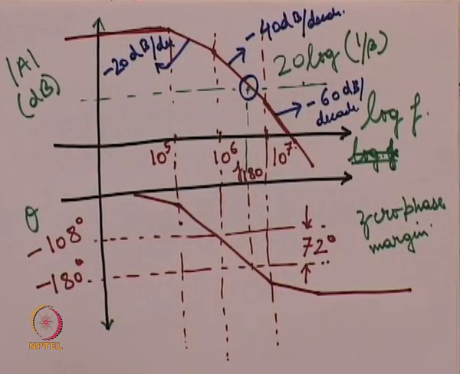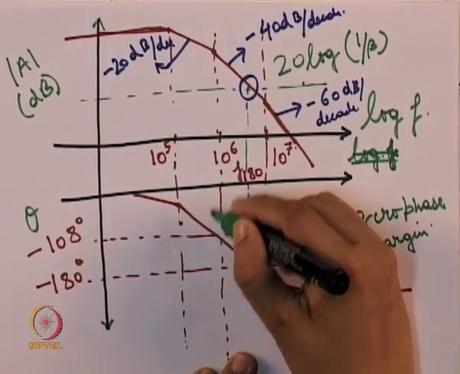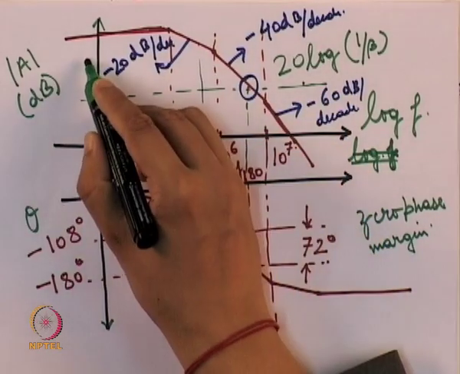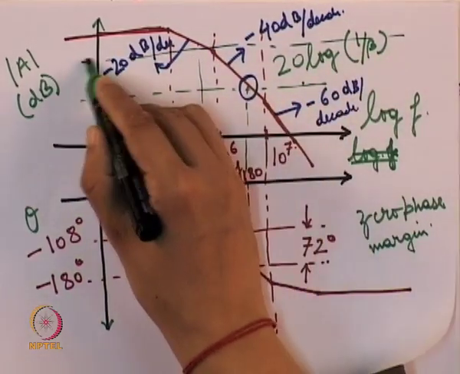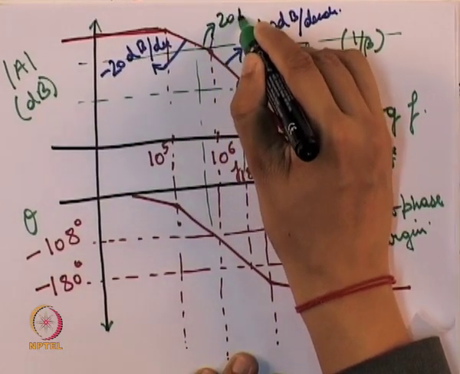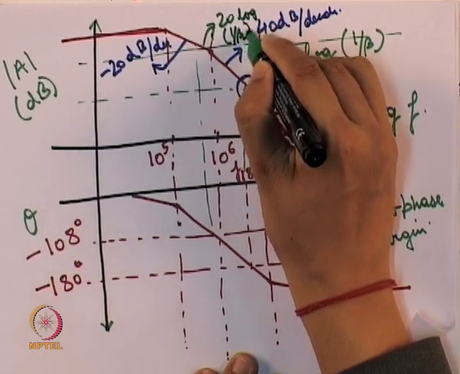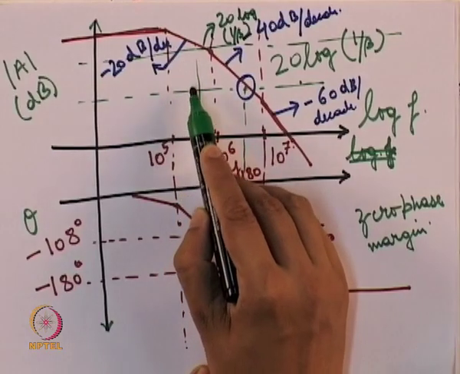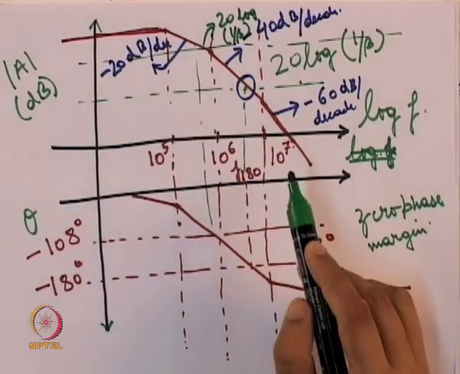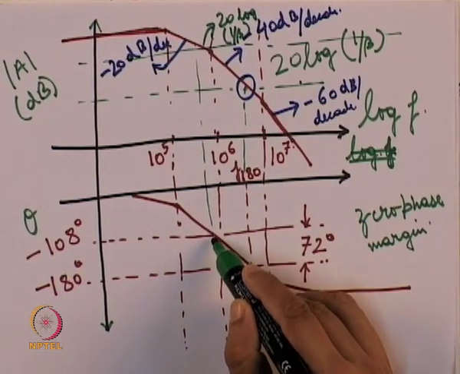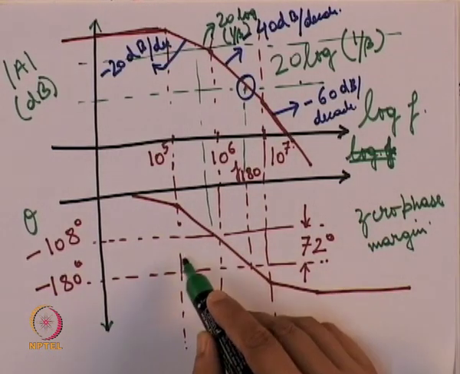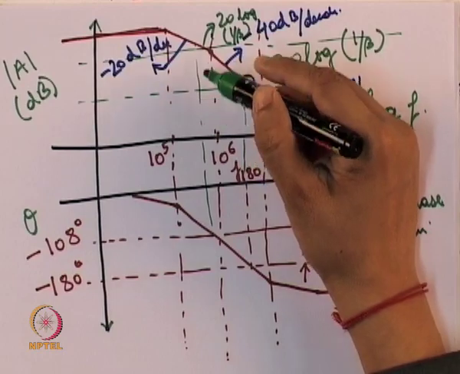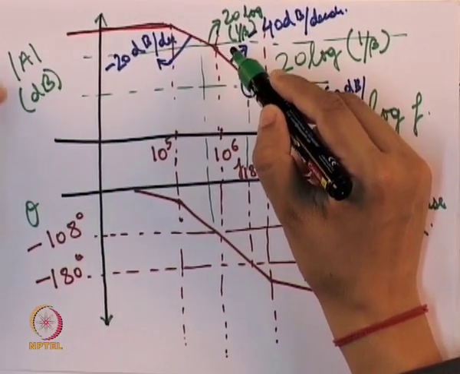So, for example, suppose here, this is also 20 log of 1 upon beta. Suppose the feedback network is adjusted so that this green line shifts from here to here, and here, as you can see, the phase is minus 108 degree corresponding to this frequency, then the system will be unconditionally stable.